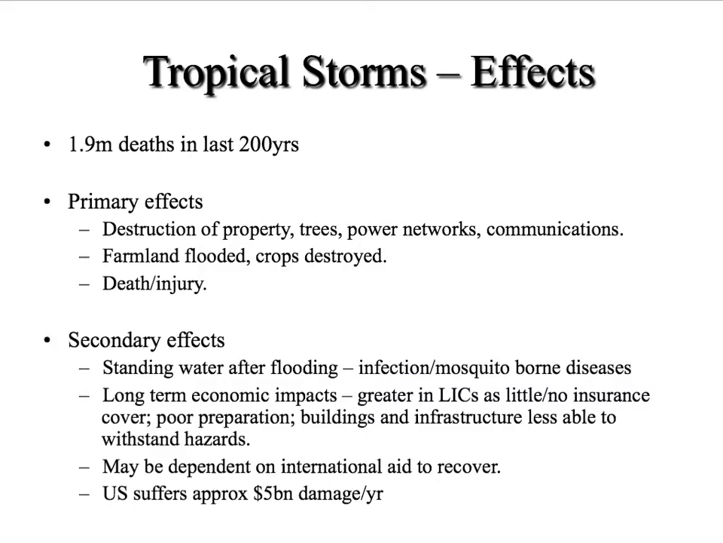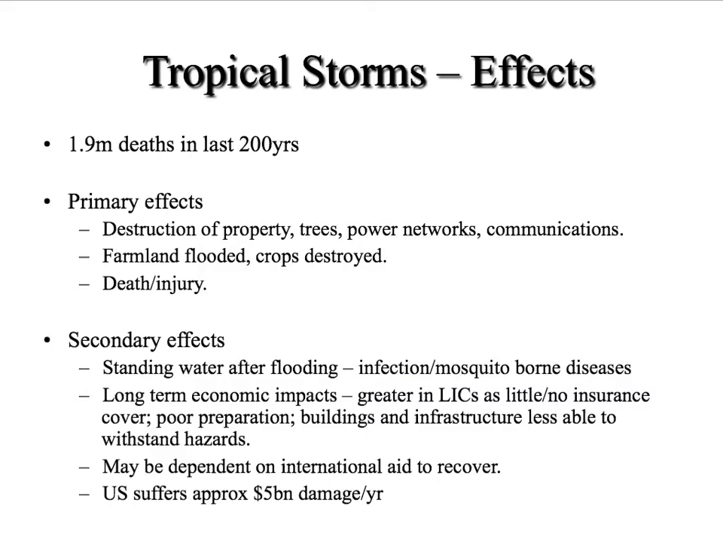Secondary effects are numerous. Not only do we have lots of standing water after flooding, which can lead to infections, mosquito-borne diseases such as malaria, we have huge long-term economic impacts. The last point there, the US suffers about $5 billion worth of damage per year, but these economic impacts do vary. Many argue that they're greater in LICs, as there is little or no insurance cover available, there's poor preparation, and buildings and infrastructure is less able to withstand hazards.